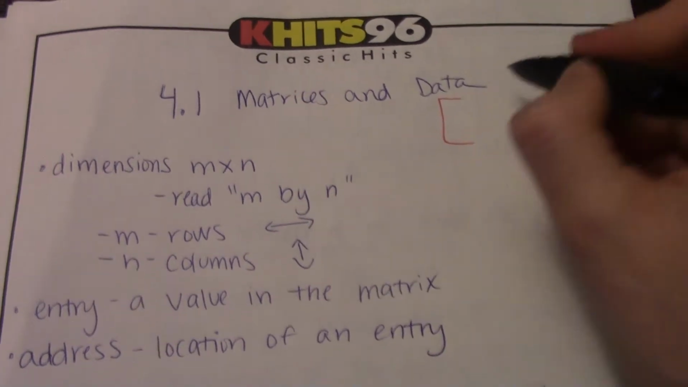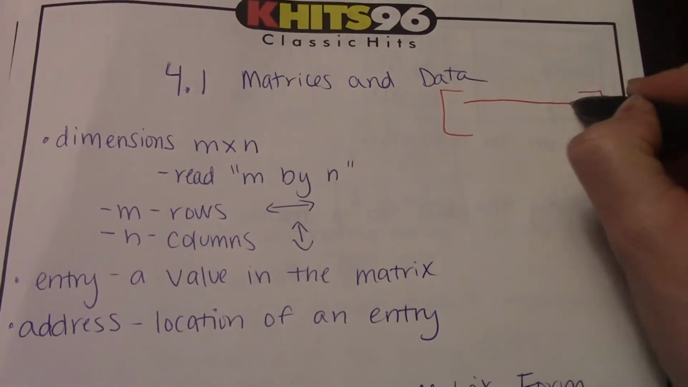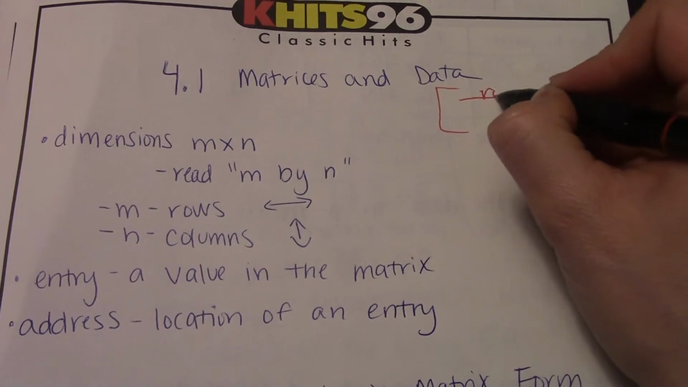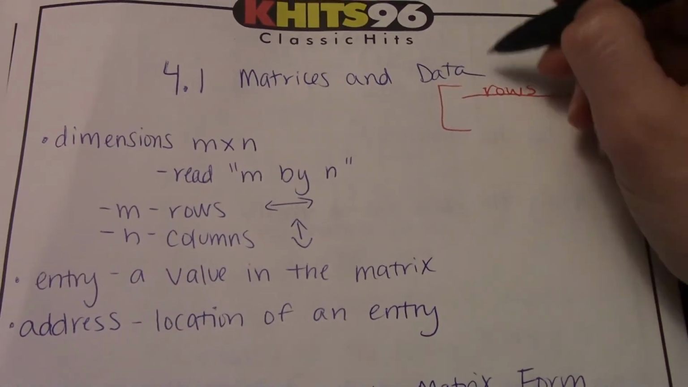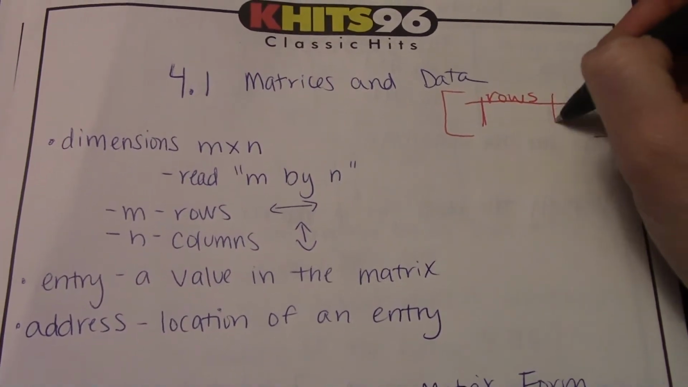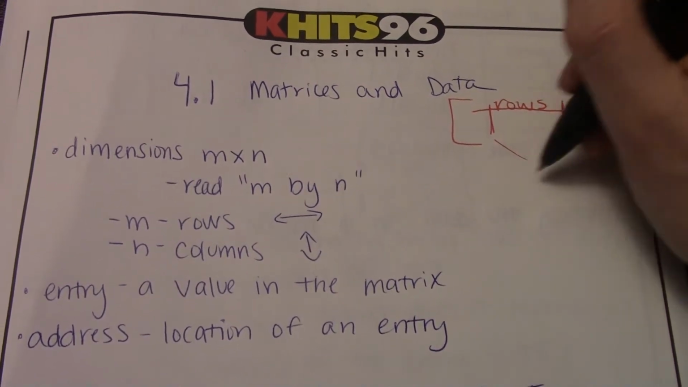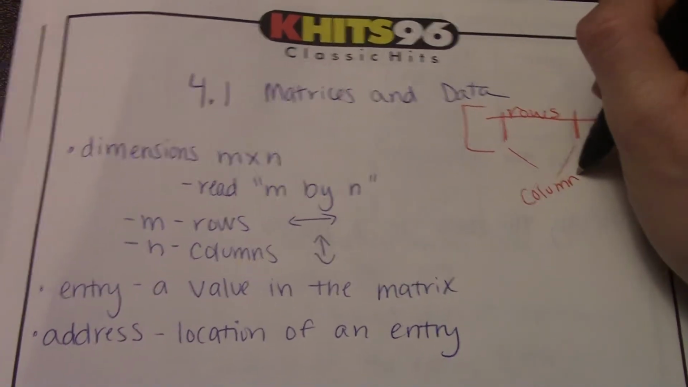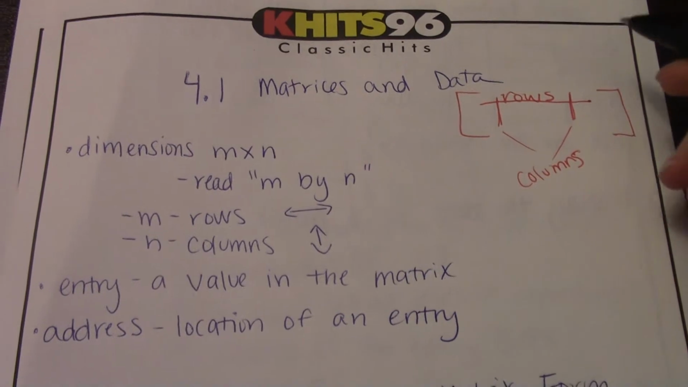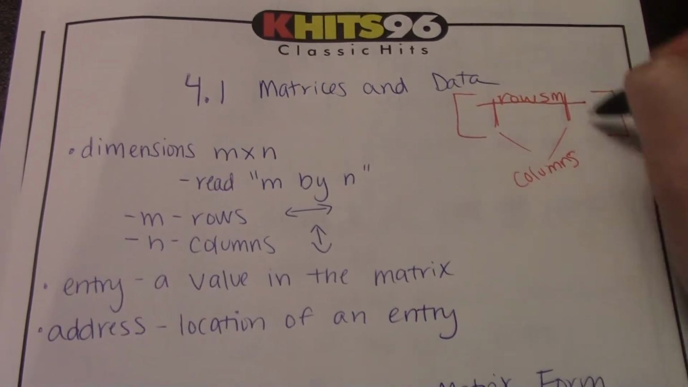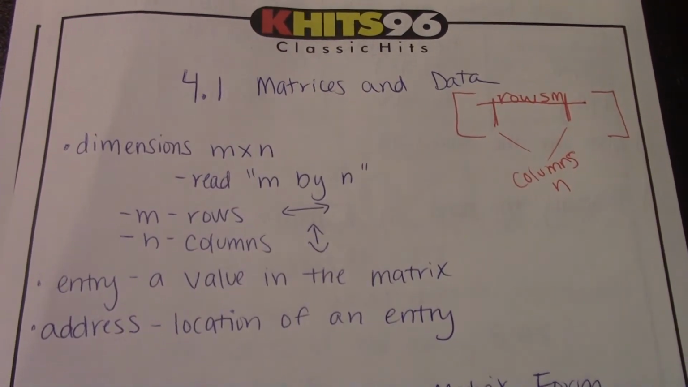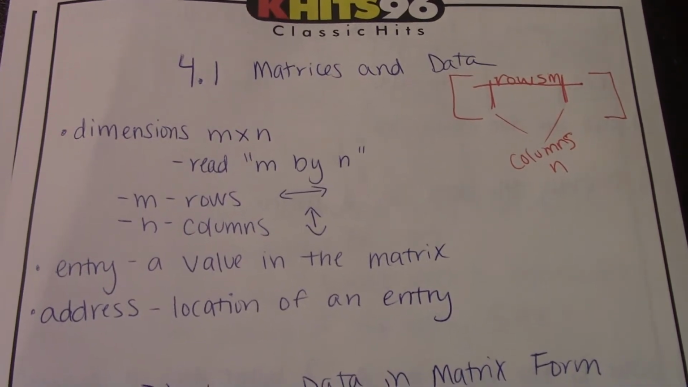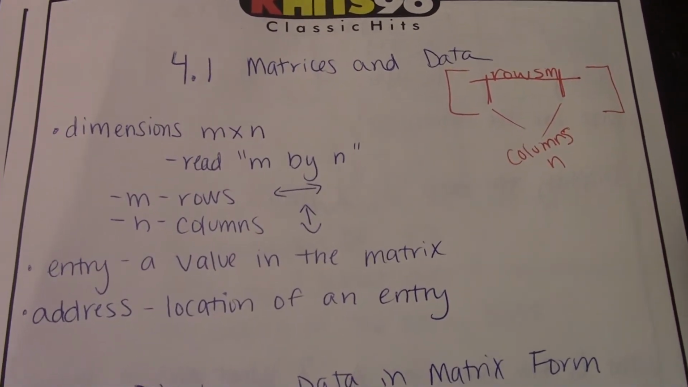Anything that goes this way inside your matrix, those are all your rows. And as soon as we start going up and down, these are your columns. Okay, so your rows are your m, and your columns are your n. So we always read our rows by columns.